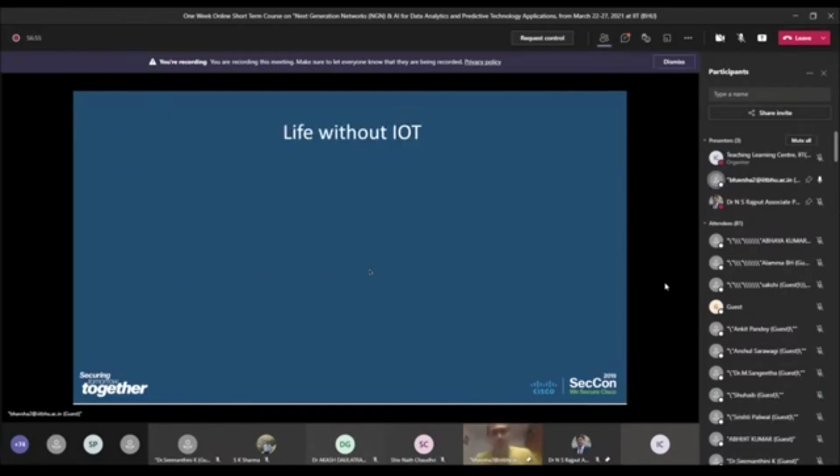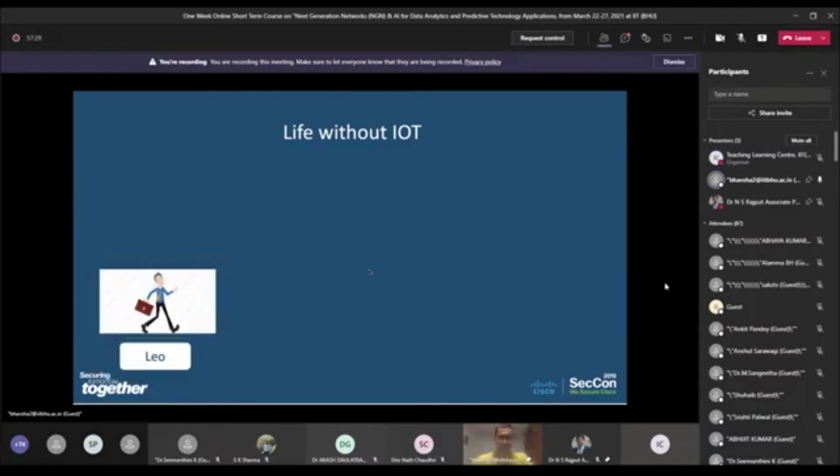Before we start, let's understand why IoT is a buzzword in today's connected world. Why do we see that IoT is more required, and why are most of the devices coming out connected with the cloud? What are the advantages? Before we look into that, let's understand what life was like a few years back, without IoT.